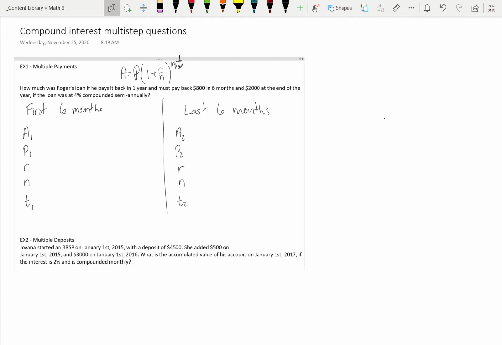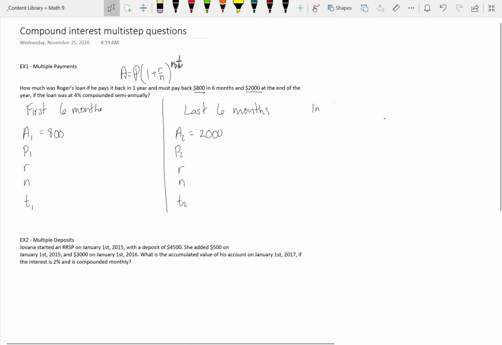So the way I can think about this is at the end of the year, he pays back a total of the $800 and the $2,000. So the amount that the person pays is going to be our A1 and A2. The reason being is in total he pays $2,800. That is interest, that's part of his loan. So it's not the principal, it's not how much he borrowed, but rather it's how much he paid back. So in this case, it's asking how much was the loan. So I need to figure out each one individually.